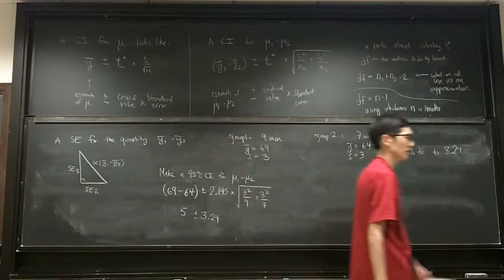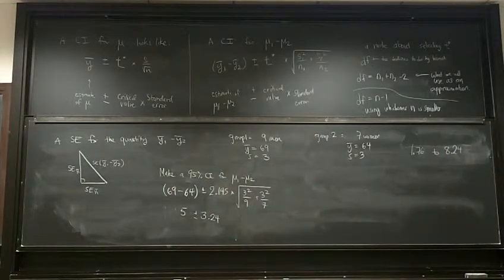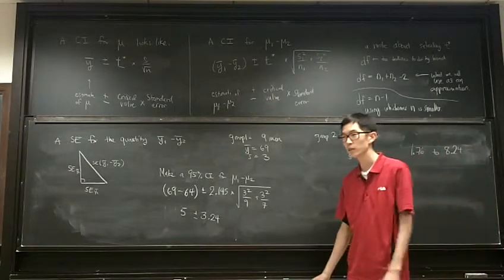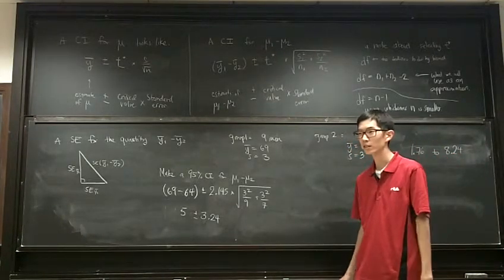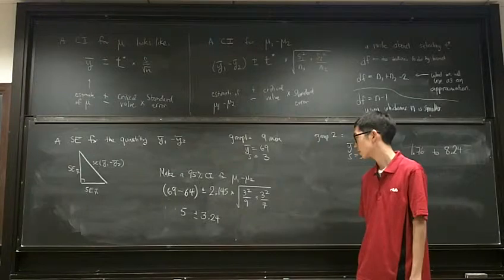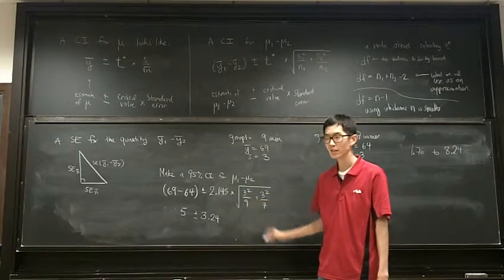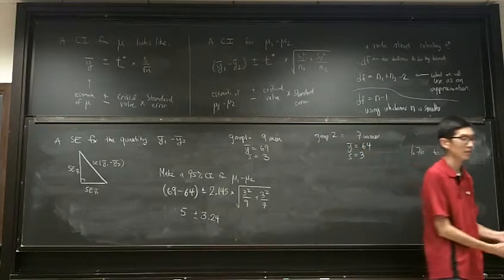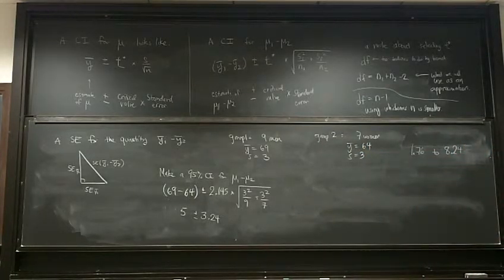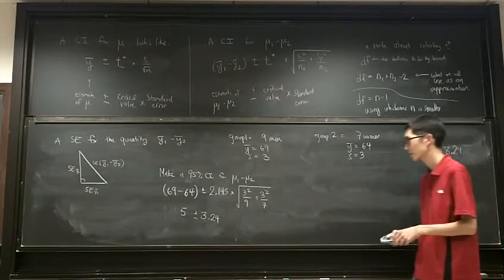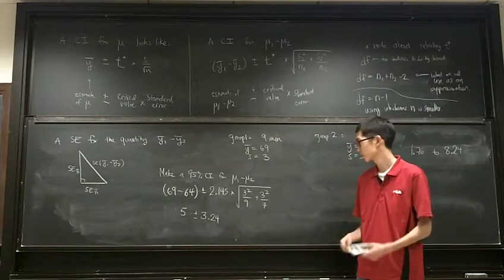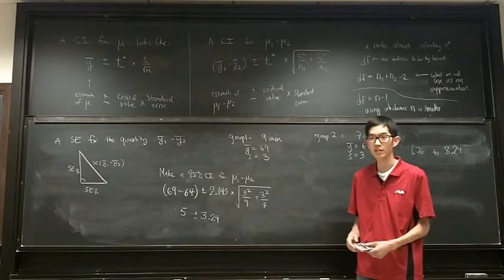I got 3.033. You got something different than me? Are all of your numbers the same? Let me check. If you use 9 rather than 7. Yeah, that's what I did. You're right.